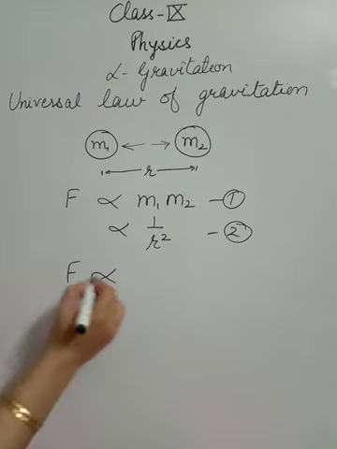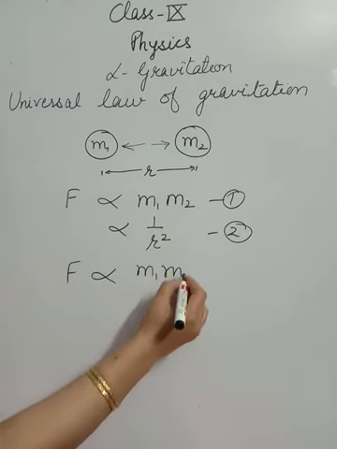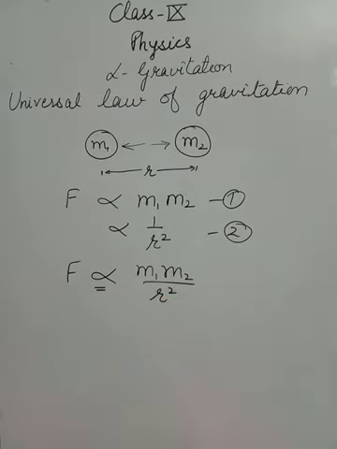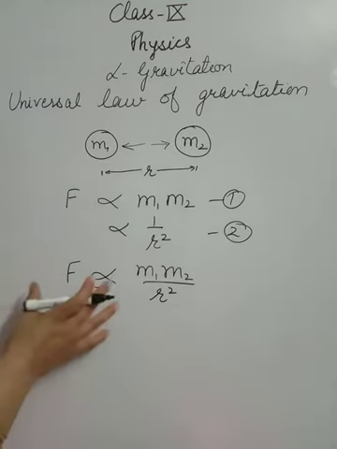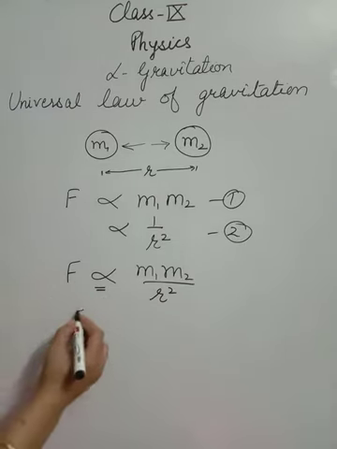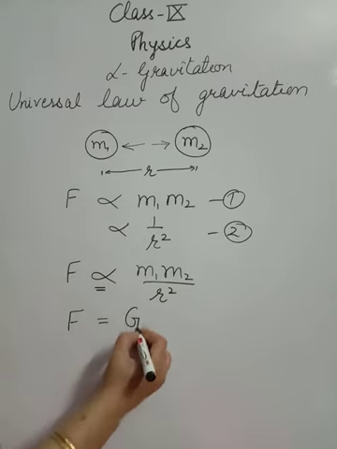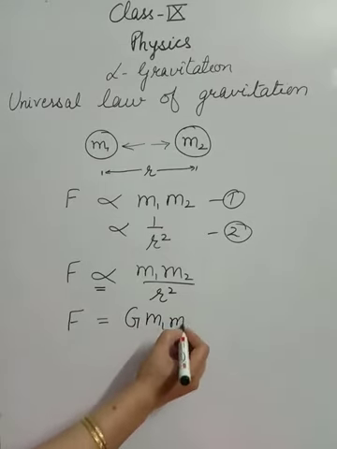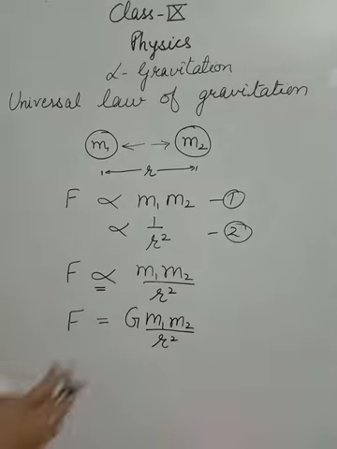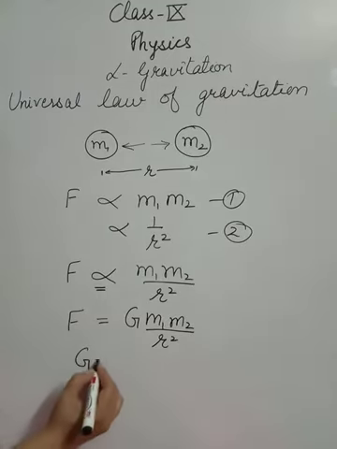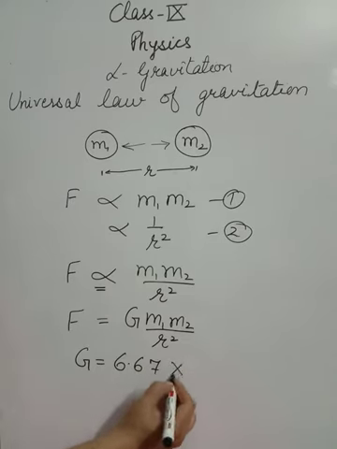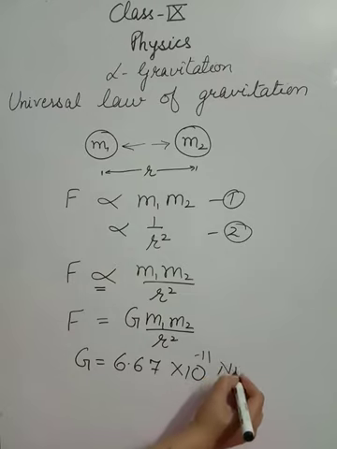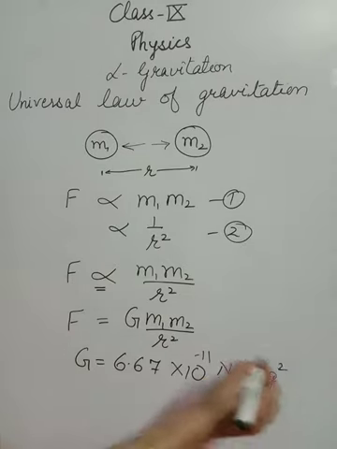We are getting F is directly proportional to m1 m2 upon r square. Whenever we want to remove this sign of proportionality, we have to place some constant there. The constant that is placed in this equation is capital G. So F equals G, where G is the gravitational constant, into m1 m2 upon r square. The value of G is 6.67 into 10 raised to power minus 11 Newton meter square per kg square.